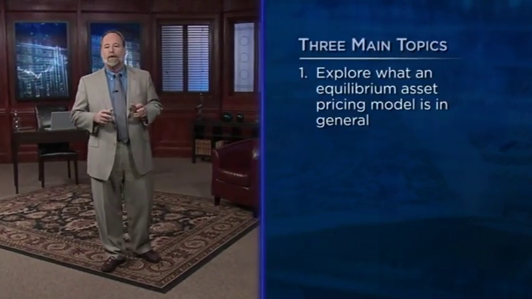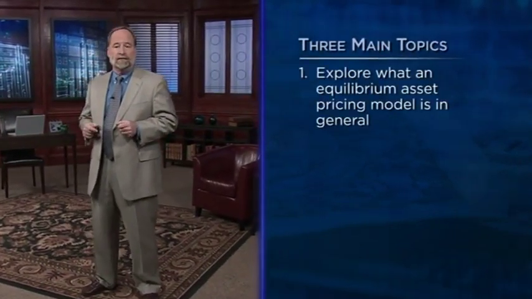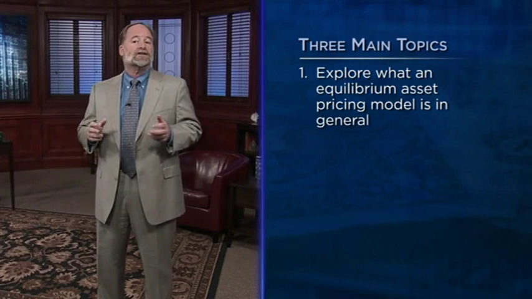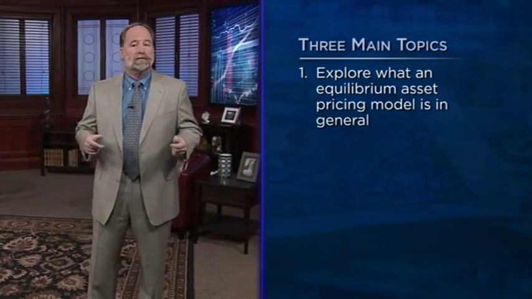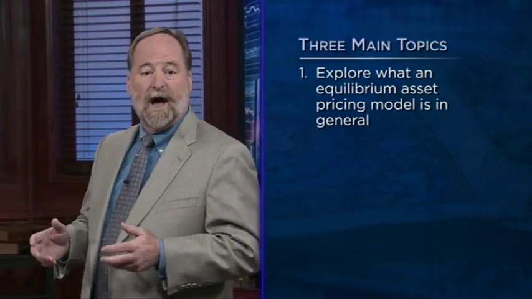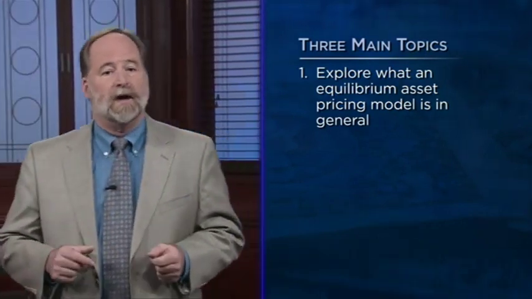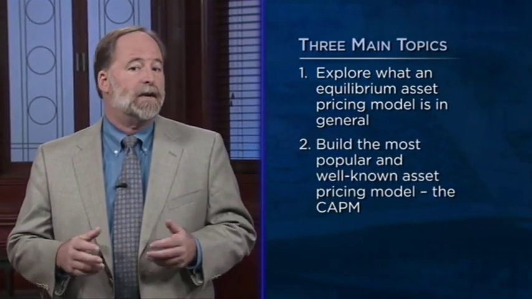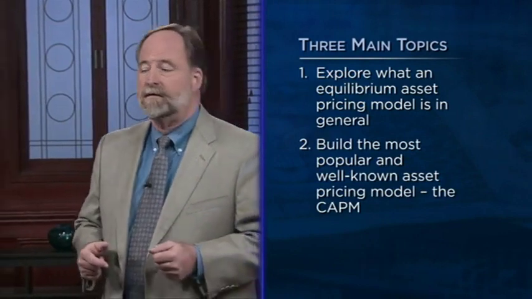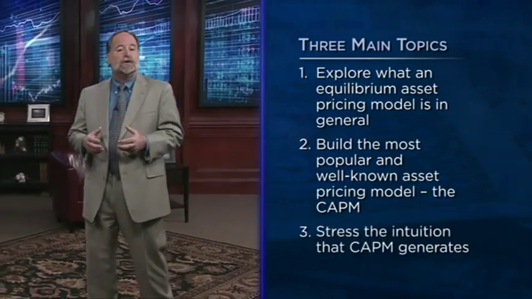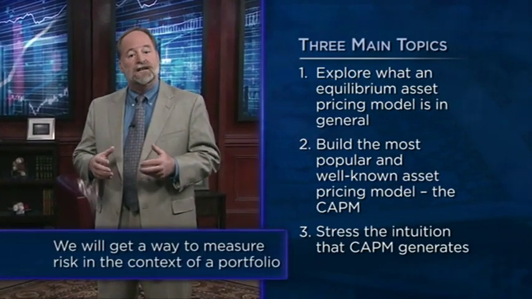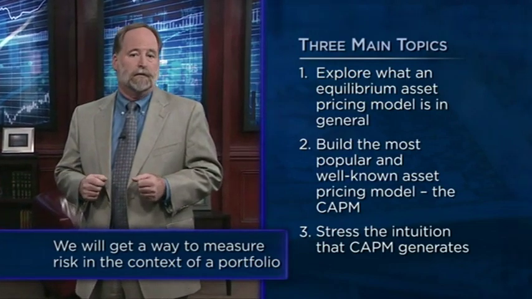First, we'll explore what an equilibrium asset pricing model is in general. As part of this exploration, we'll discuss what is meant by equilibrium. We'll also discuss why an equilibrium model might be useful. Second, we will build the most popular and well-known asset pricing model, the CAPM. As we build this model, you'll see why and how the implications of such a model depend upon the assumptions. The third thing that we'll do is stress the intuition that CAPM generates. The outcome of this process is that we will get a way to measure risk in the context of a portfolio. This is one of the most important ideas of the whole course.